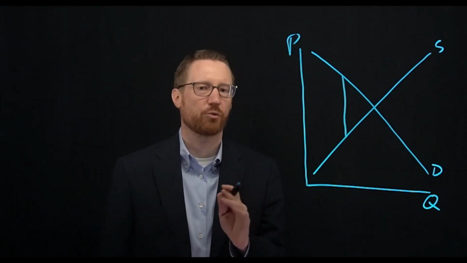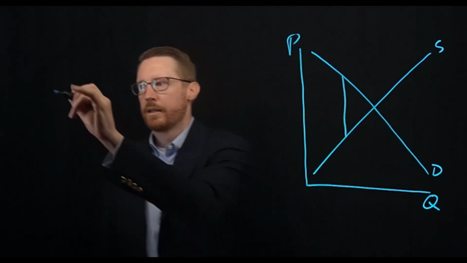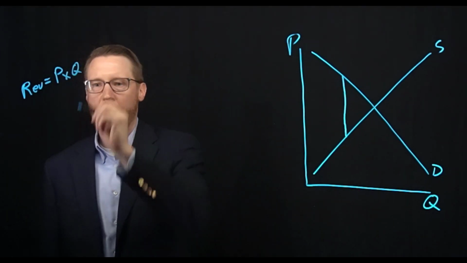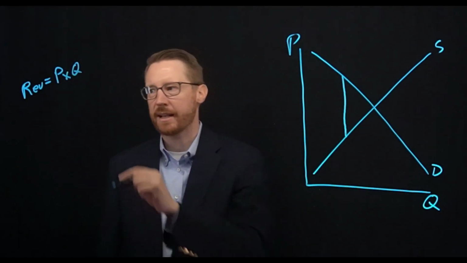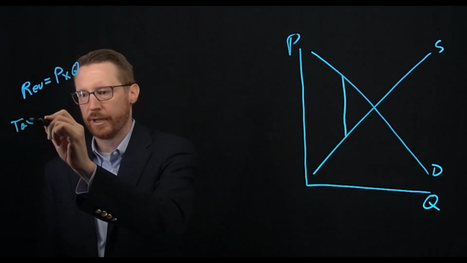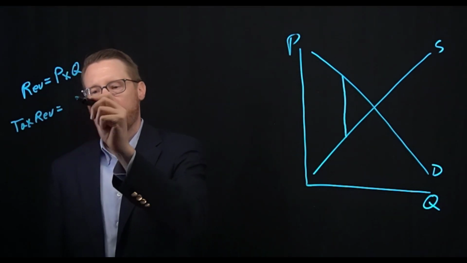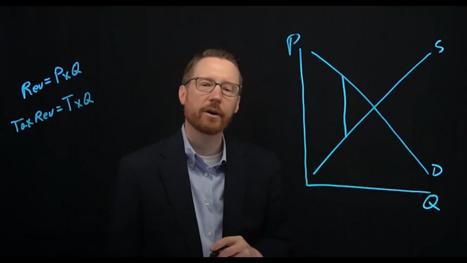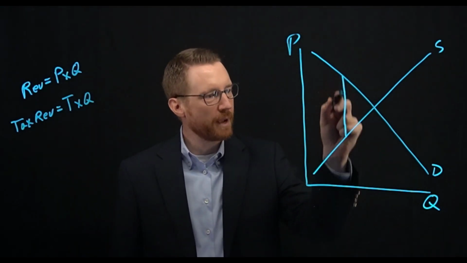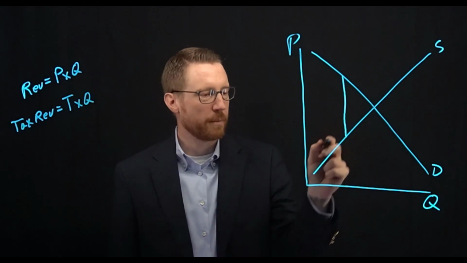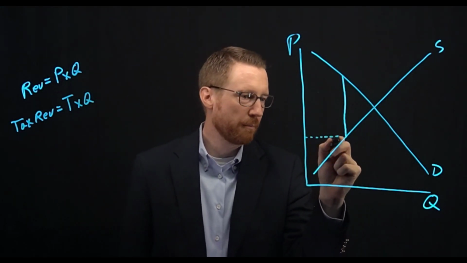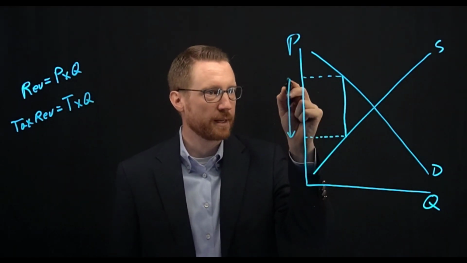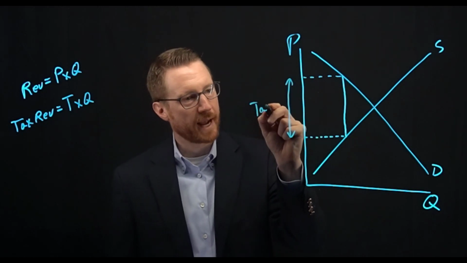So how much tax revenue is generated? Remember that revenue is equal to price times quantity. So if we think about this in tax terms, tax revenue is equal to the tax times quantity. All right, so where can we see that over here? Remember this wedge driven between the demand curve and the supply curve, that's the amount of our tax. This distance between, that's the amount of our tax.